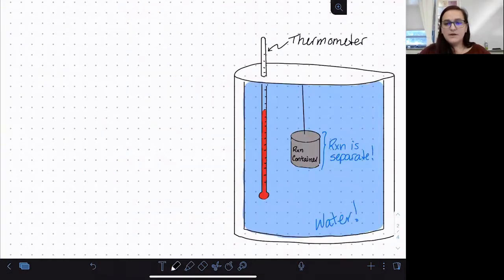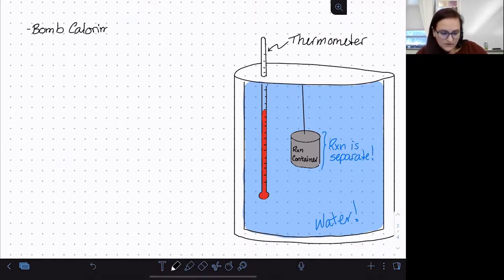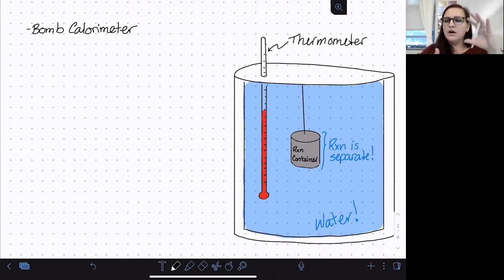So the other type of calorimeter that we can use is known as a bomb calorimeter. These are usually much larger and more sophisticated devices. They're generally a large metal drum of some sort that's filled with usually a few liters of water. So they are usually pretty sizable.